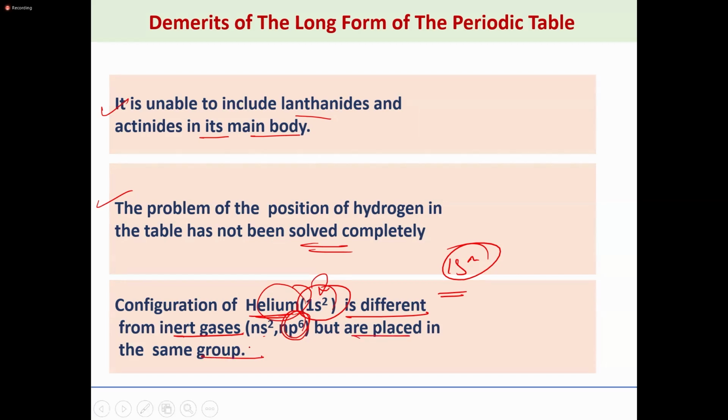Okay, because here it is saying that helium and the inert gases are both placed in the same group. But helium has the electronic configuration 1s2 and the inert gases have the electronic configuration ns2 np6. Both electronic configurations are totally different. So according to this rule, helium should be in the s block, while the inert gases are already in the p block. So that's one type of demerit of the periodic table.